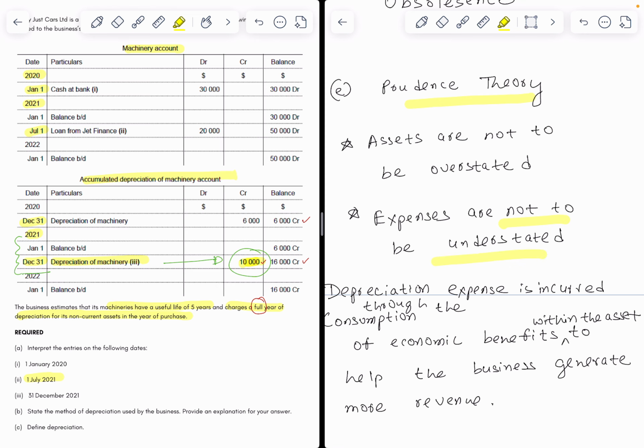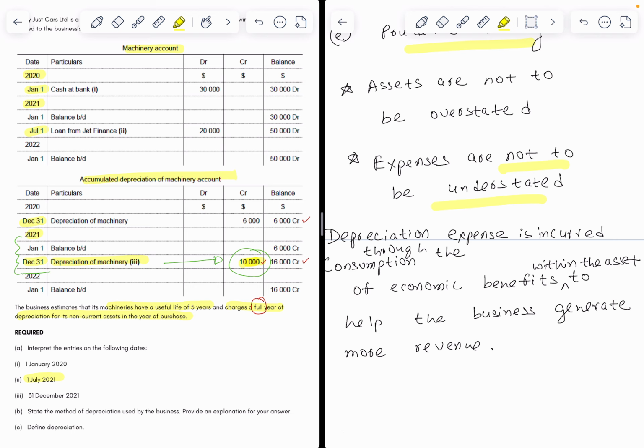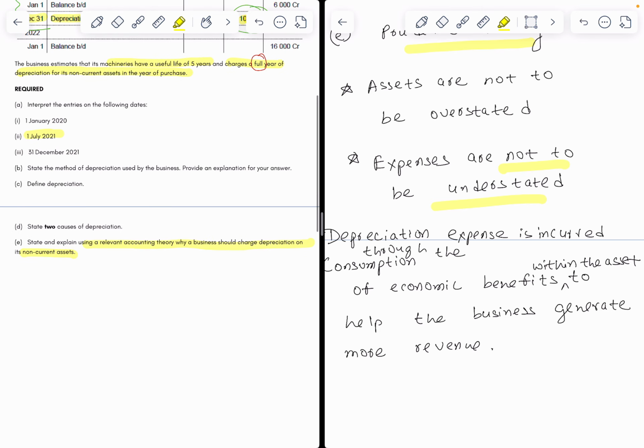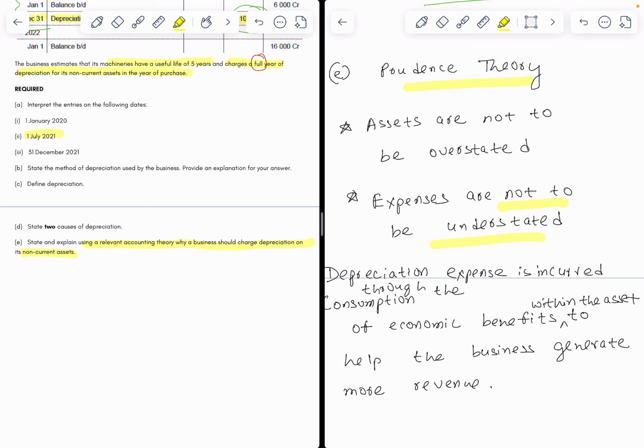Now, we obviously understand depreciation expense is incurred through the consumption of economic benefits that arrive within the asset to help the business generate more revenue. And as this asset gets used up, if we do not record this consumption separately, the fact that we have already consumed this value, we would not be recording our expenses properly. So therefore, we must make sure that we do not violate the prudence theory and always make sure whatever assets are being used in the business, as these assets get used up, they go through wear and tear, obsolescence, and what ends up happening is that they lose value, and that value that they lose is stored in a separate account, which is the depreciation account, all right?